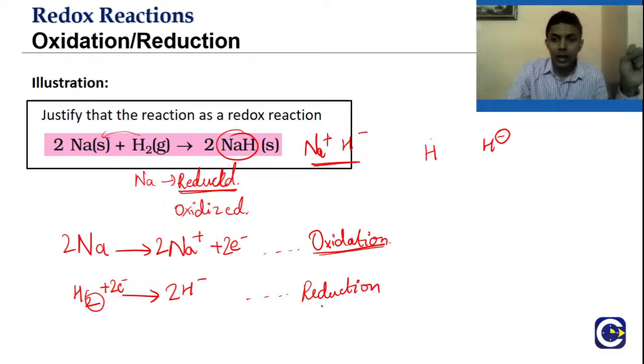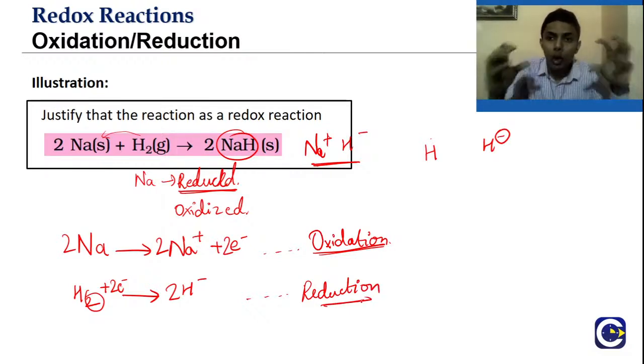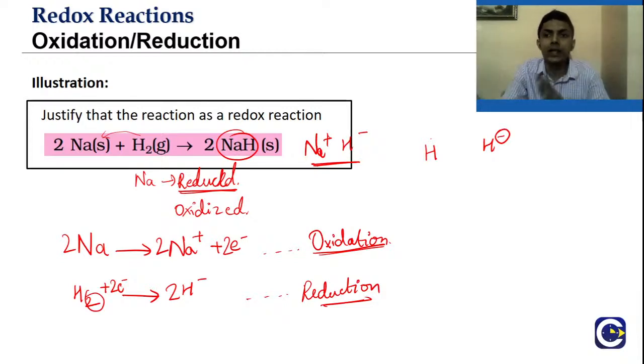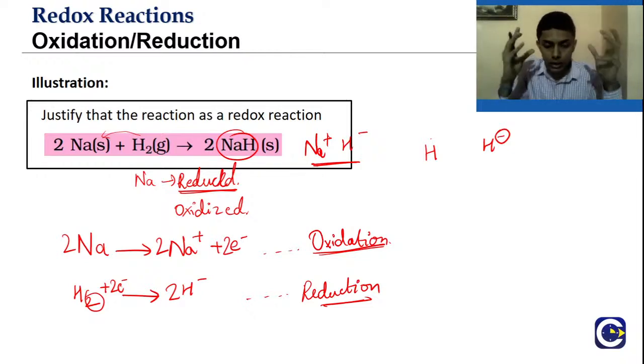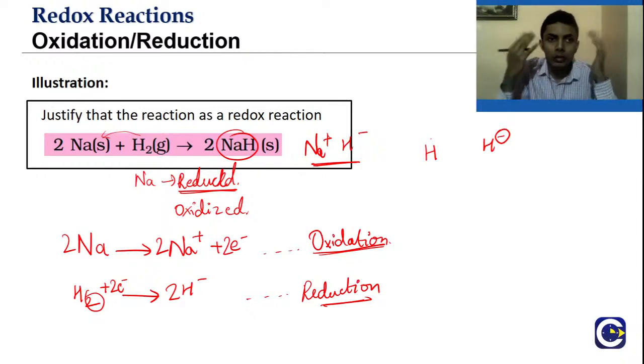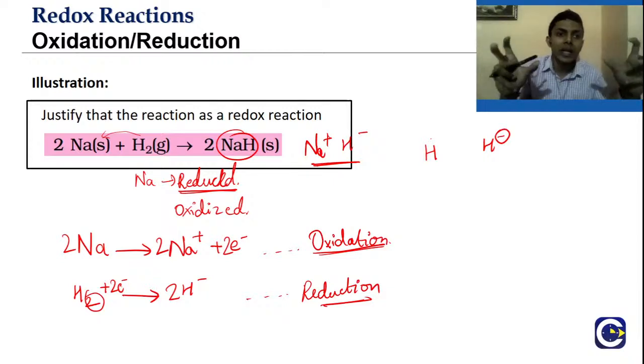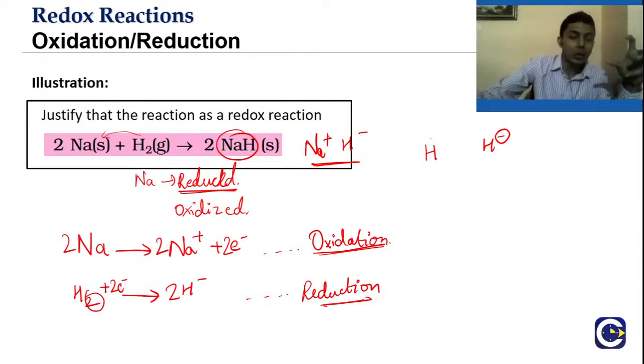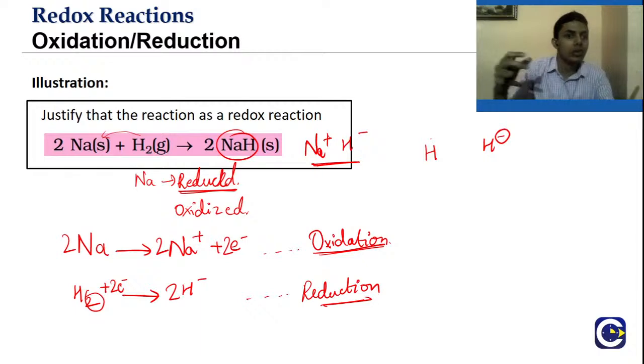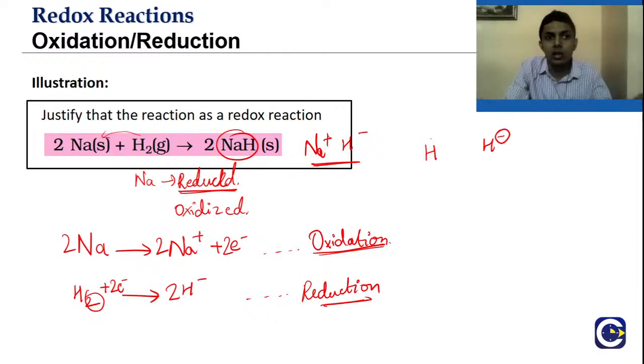So now I would like to make one point. The most appropriate way to find out which is getting oxidized and which is getting reduced is the electron method. Since in this particular question, if you thought that hydrogen is getting added to sodium, so sodium is getting reduced, then your answer is wrong. No, sodium is getting oxidized. Why is it getting oxidized? Because it is giving out an electron.